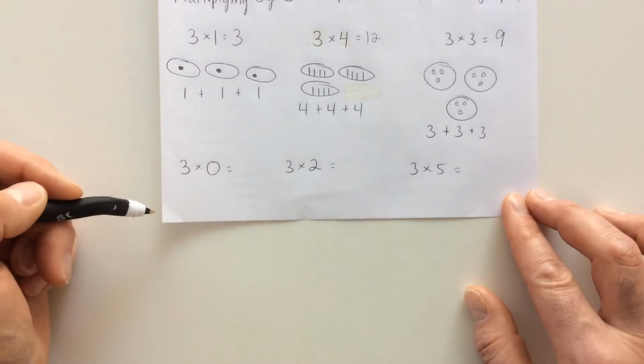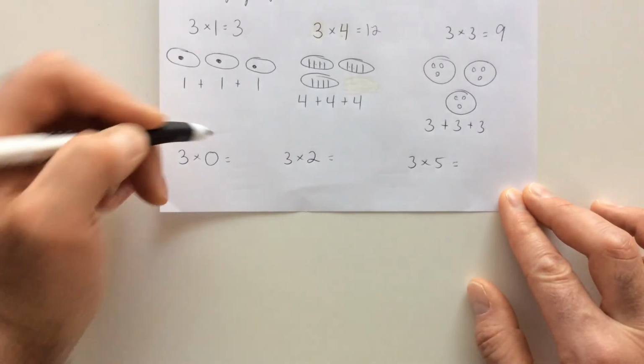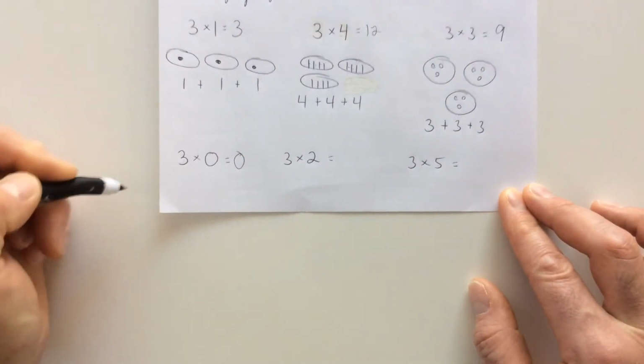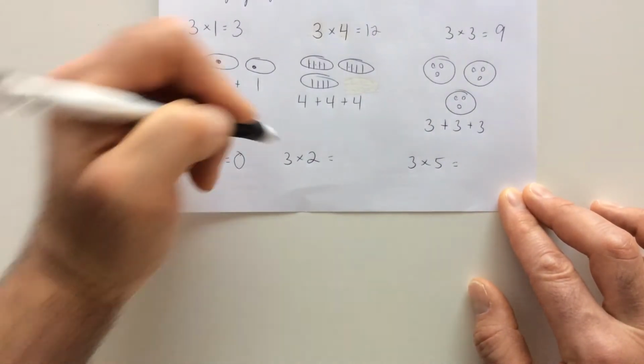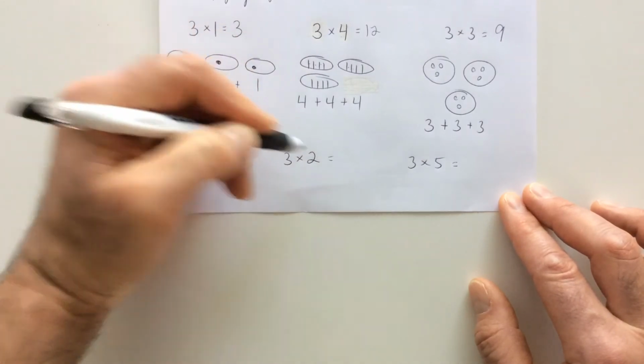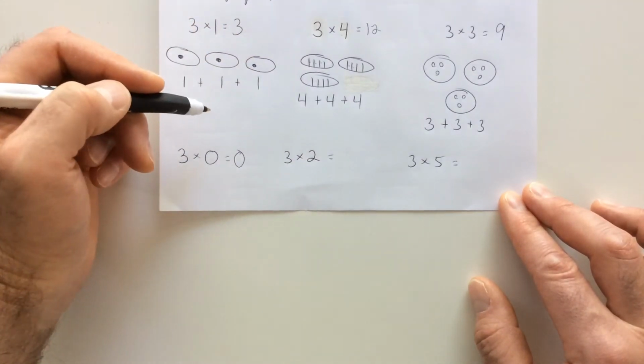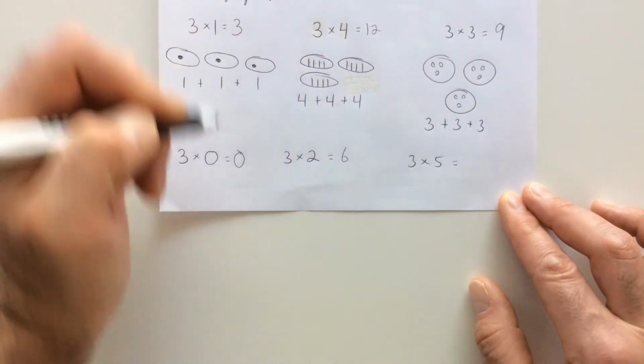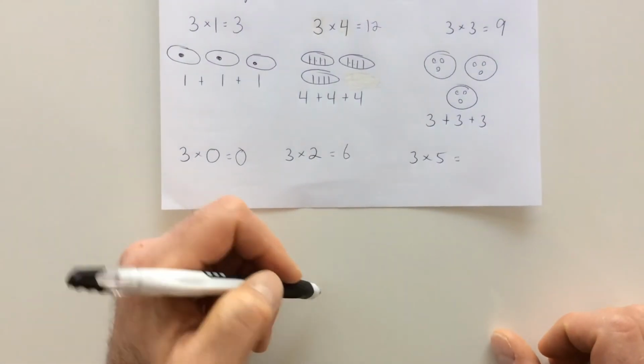Now we should go back to our multiplying by 0. Now we know the answer is always 0. Okay. No picture needed for that. 3 groups of 2. So this is going back to our doubling from above. So that's the same as 3 plus 3. Okay, it gives us 6. And then this one here, 3 groups of 5.